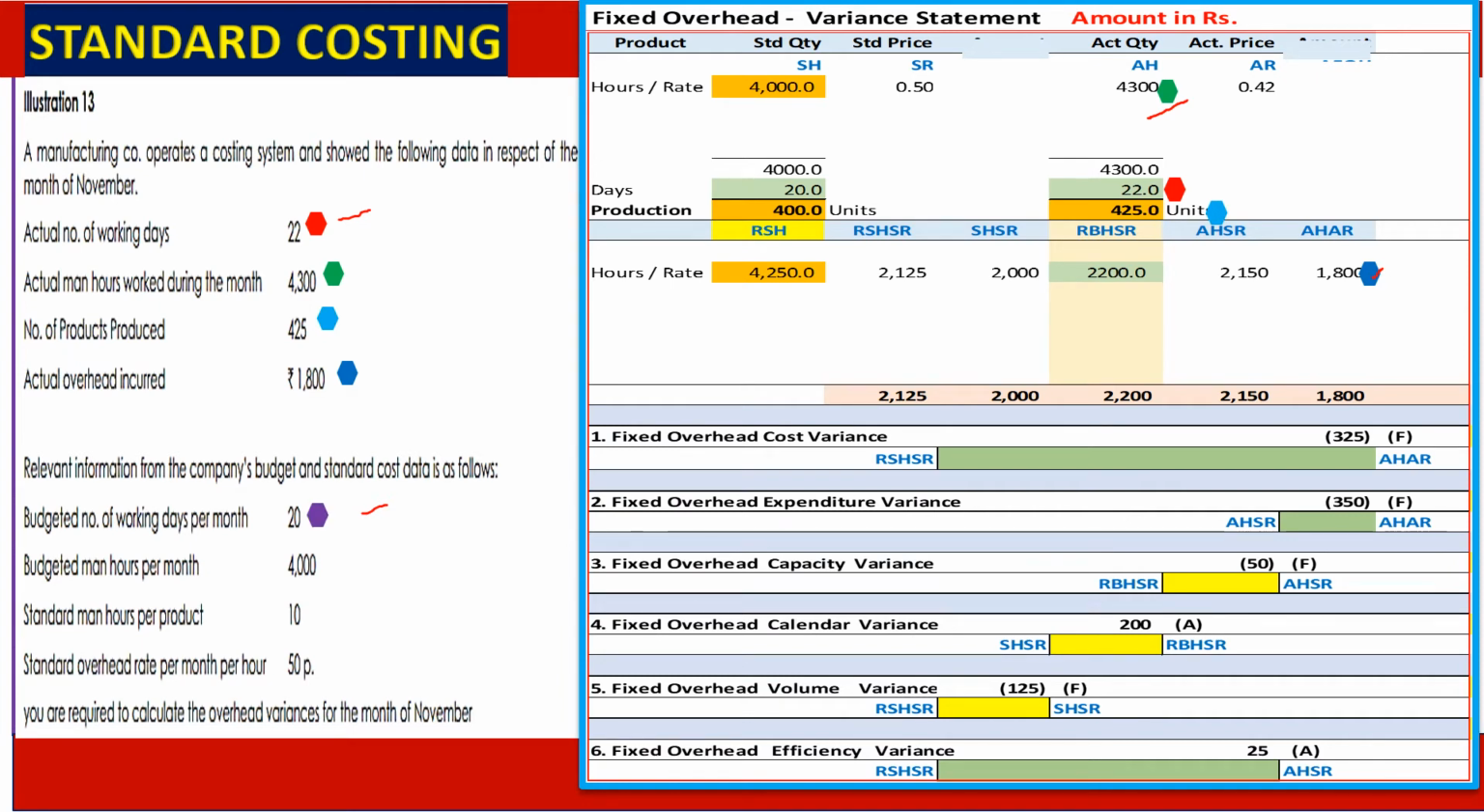Then budgeted number of working days per month is 20. Budgeted man hours per month is 4,000. Standard man hours per product: you have 4,000, per product it is 10, means how many units? 4,000 divided by 10 gives 400 units. Standard overhead rate per month per hour is 50 paise. This is what is given.